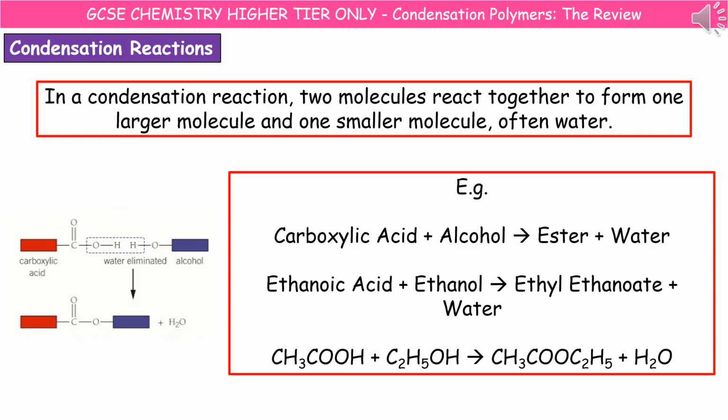So to give you an example, I've given you a carboxylic acid and an alcohol at the bottom there, which will form an ester and water. So you can see we start off with the carboxylic acid and the alcohol, and then as those 2 join together to make our ester, you can see that the hydrogen from the alcohol and then an oxygen and a hydrogen from the carboxylic acid are actually removed. They join together to make H2O, which is water.